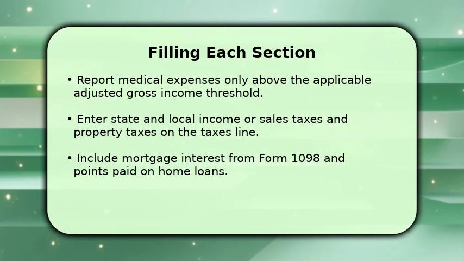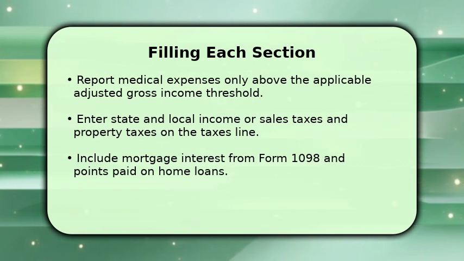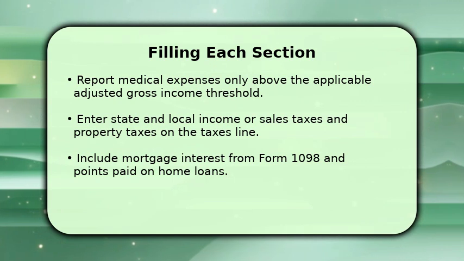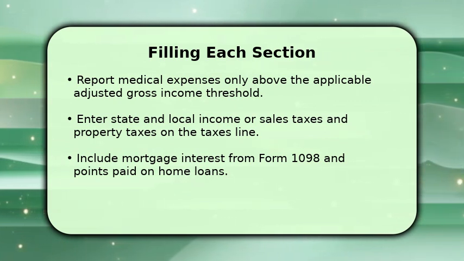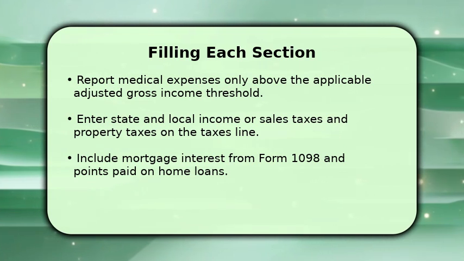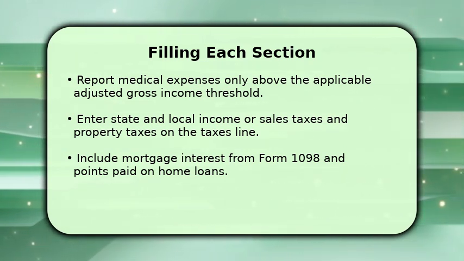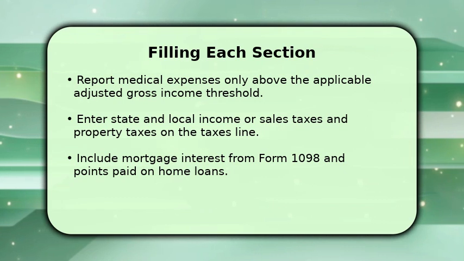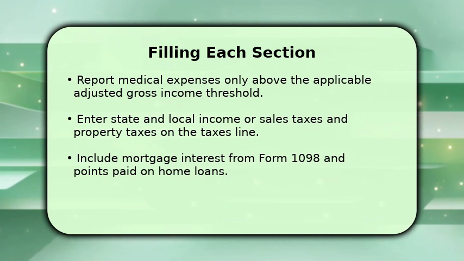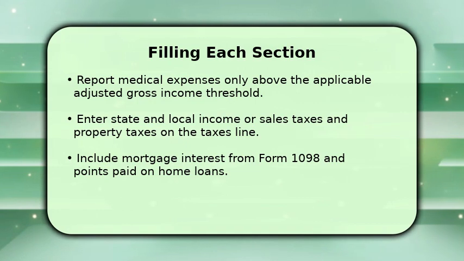Work through the schedule line by line, starting with medical expenses and only including the deductible portion above the required threshold. Next, enter state and local taxes, then mortgage interest and investment interest as applicable. Add charitable gifts with documentation and casualty or theft losses if qualifying. Transfer the final totals to your Form 1040 and retain supporting documents in case of an audit or future questions.